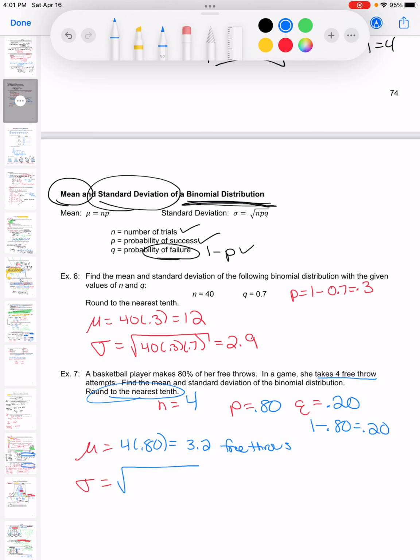The standard deviation, multiplying those, rounding to a tenth is going to give me 0.8 free throws.